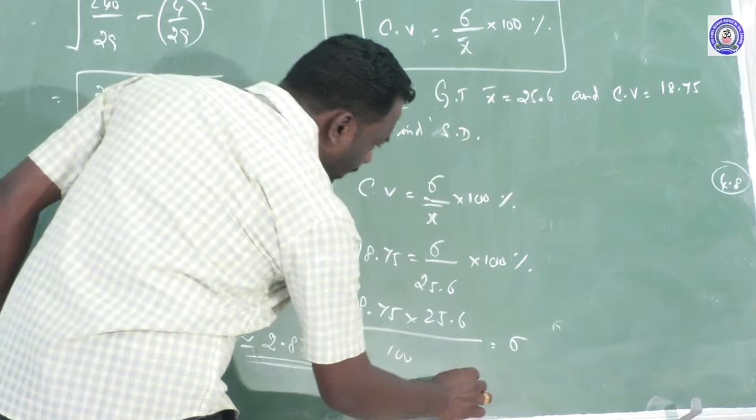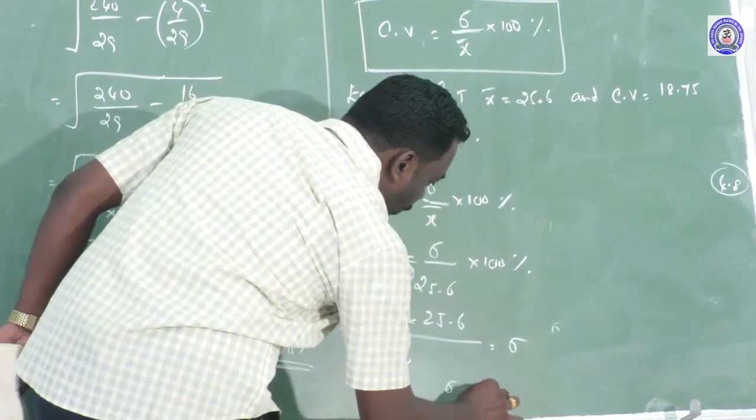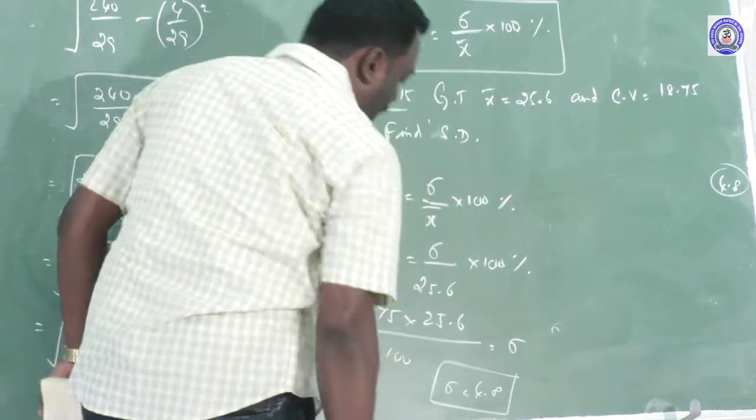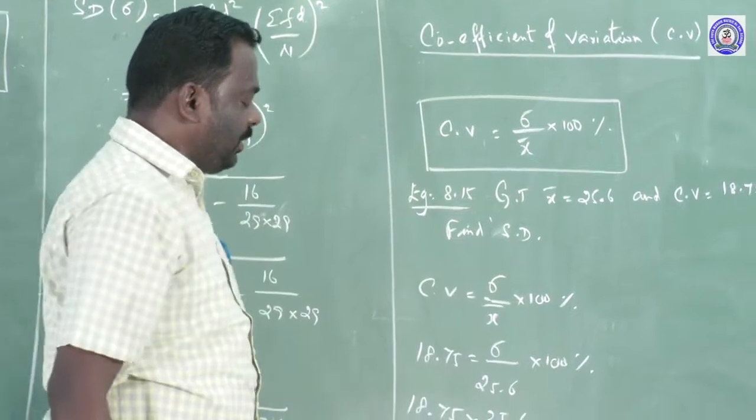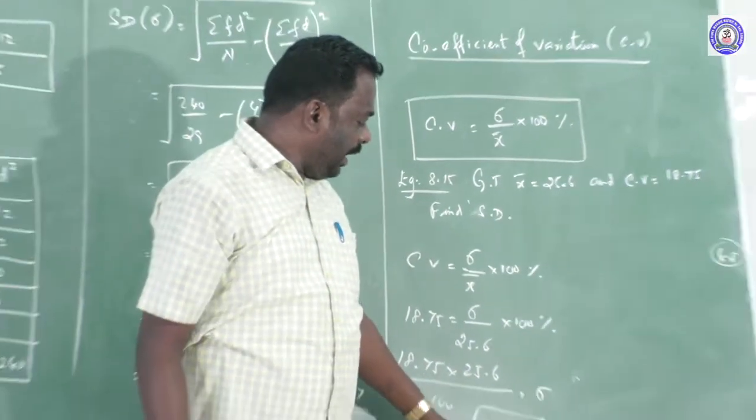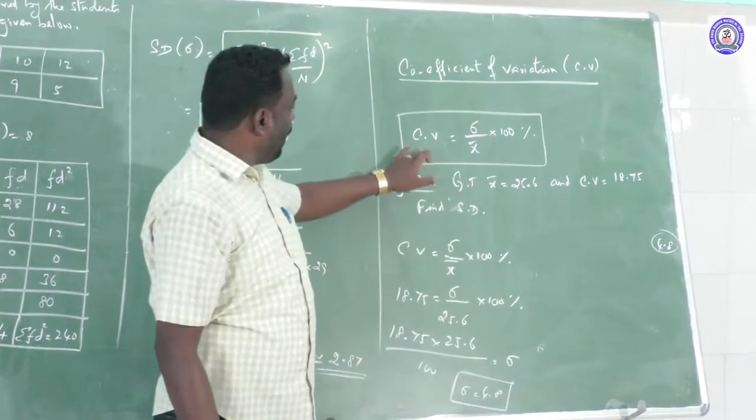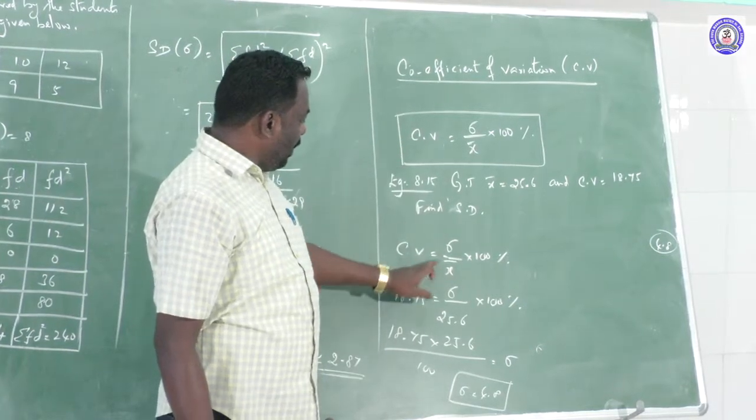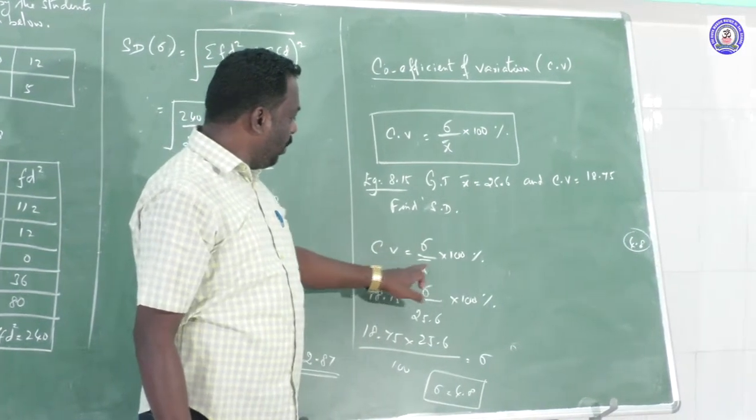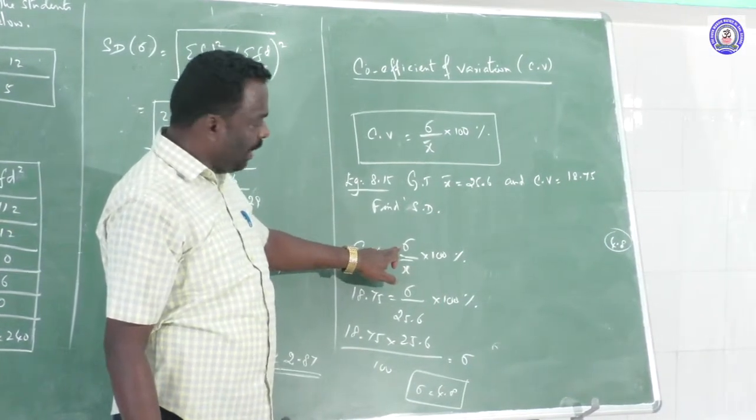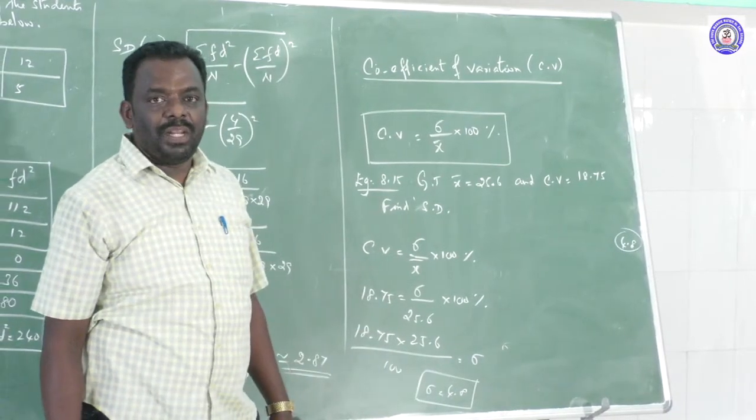Now after final cancellation, we get sigma equal to 4.8. Finally we get sigma after cancellation of the expression, sigma equal to 4.8, by applying the coefficient of variation formula, sigma by x bar into 100, to find the standard deviation, sigma, using the coefficient of variation formula.